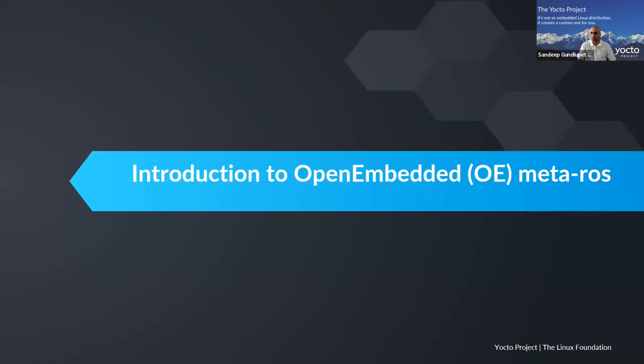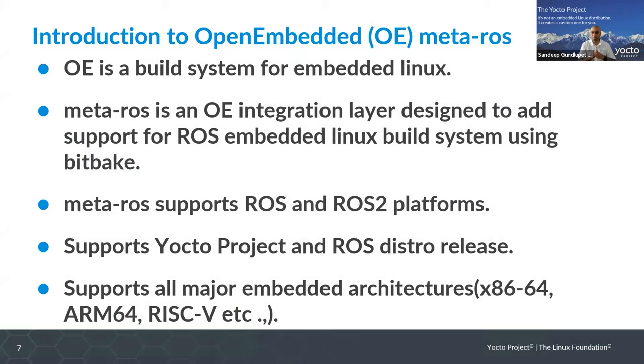Next, we're going to talk about the OpenEmbedded meta-ros layer. So what is OpenEmbedded? As everyone on this call knows, OpenEmbedded is a build system for embedded Linux. And meta-ros is an OE integration layer designed to support ROS on embedded Linux using BitBake tools. Meta-ros supports both ROS 1 and ROS 2 platforms. It also supports Yocto Project compliance and ROS distribution releases. The major embedded architectures meta-ros supports are x86 64-bit, ARM 64-bit, RISC-V, etc.